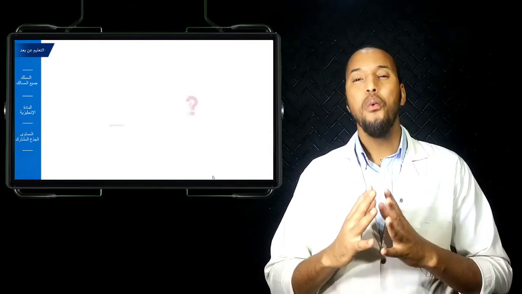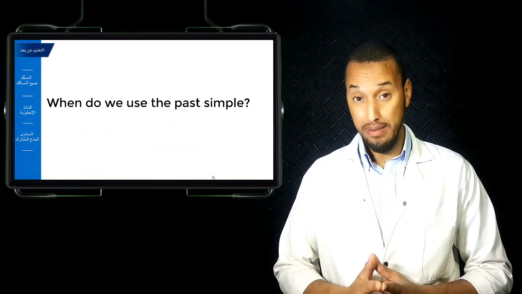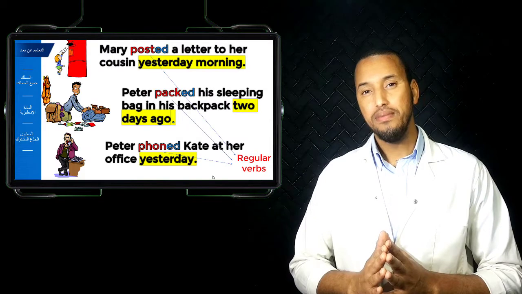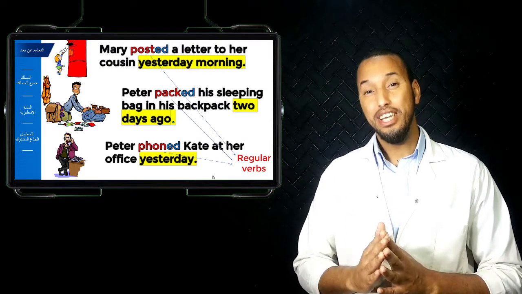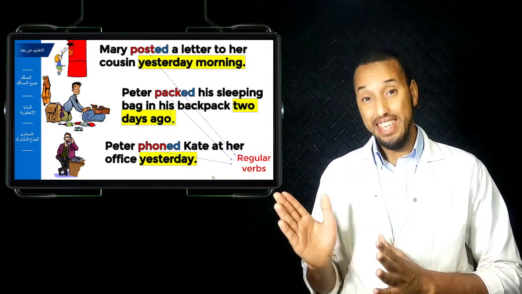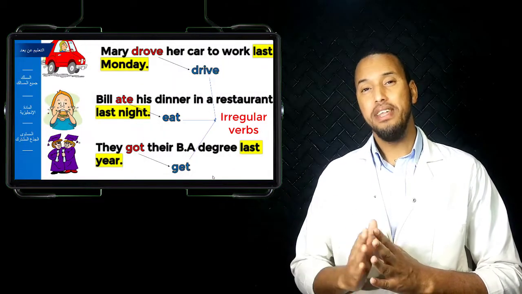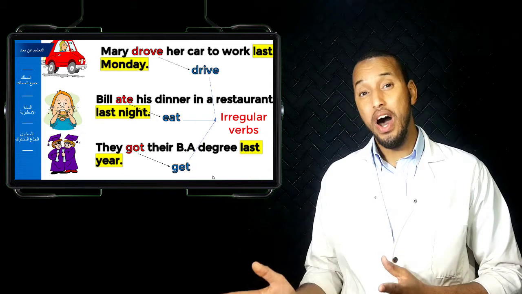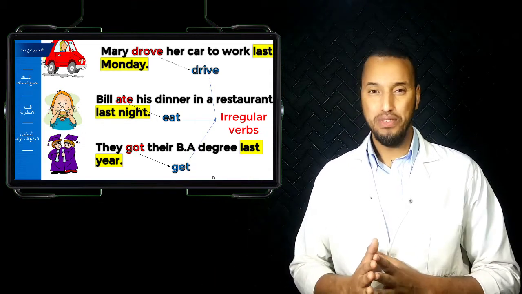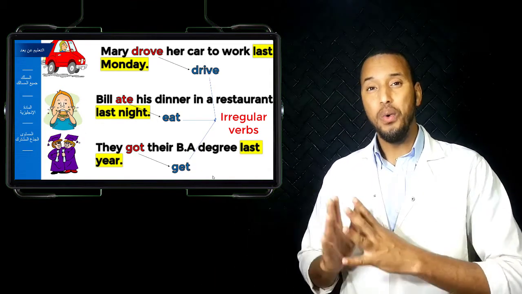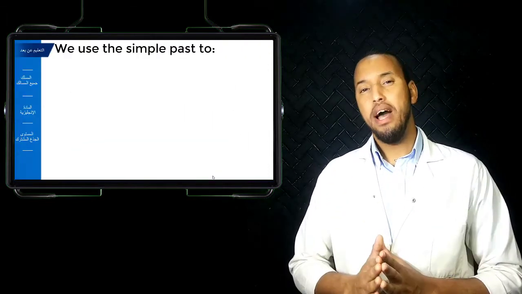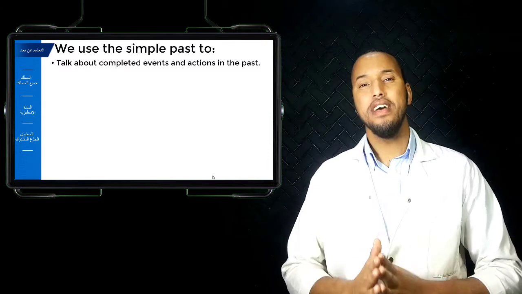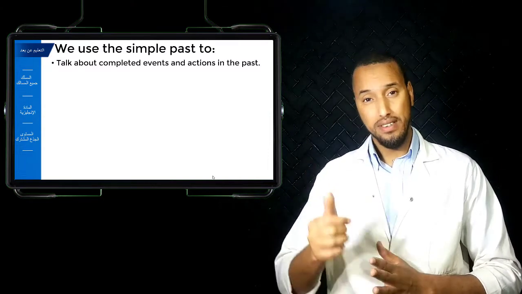Question: when do we use the past simple? Take a look at the examples. Yesterday morning, 2 days ago, yesterday, last Monday, last night, and last year. They are all time expressions of the past. So, we use the simple past to talk about completed events and actions in the past.